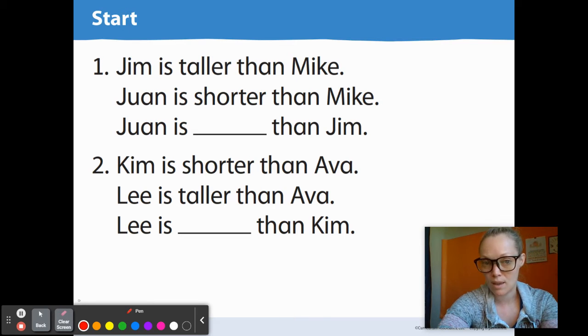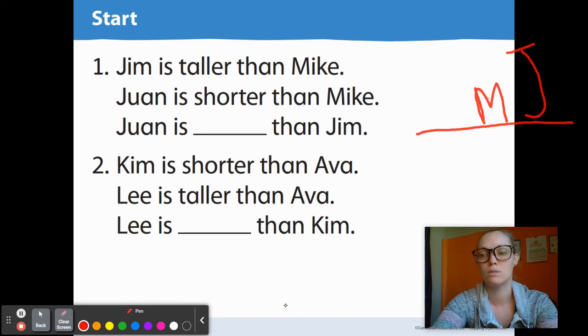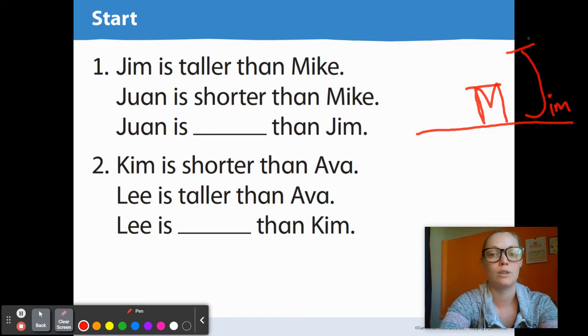So you can do this in your book, just in a blank spot, or you can do this on your whiteboard. So if you need to go grab your whiteboard, go ahead and do that now. Jim, so here's my starting line. Jim is taller than Mike. So I'm going to have Mike here, and I'm going to make Jim taller. I might want to say Jim because there's two J's. So here's Mike. Jim is taller.